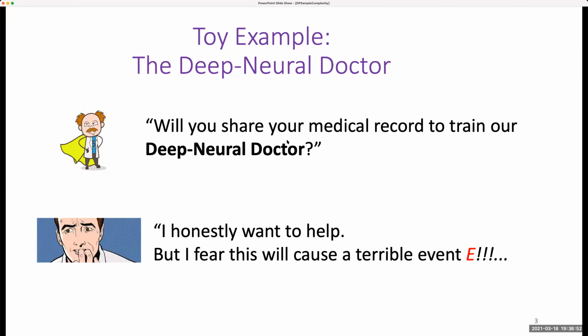Now, of course, most of us will probably want to help this effort, but if we think about it a little bit more, then we may be afraid that sharing this information might down the road cause some terrible event E, that our personal information will be leaked. Just a few days ago, my WhatsApp account was hacked, and that was really terrible, by the way. So now I'm even more afraid about such events. And okay, so this is an example why we may want to consider privacy issues, or the fact that the data may be sensitive, when we design learning algorithms.